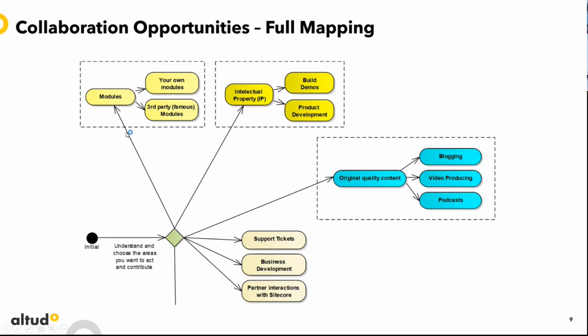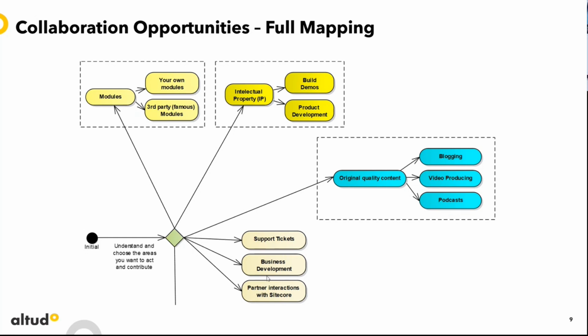We have, for instance, at the top, in the yellow boxes, creating modules, the most obvious ones, right? Your own modules, but also contributing to third-party modules, especially if that's an important module. You can invest in intellectual property, building demos, and building products. Like we mentioned already, the blue part here is original quality content, and as we spoke, blogging, video producing, podcasts, webinars, and so on.